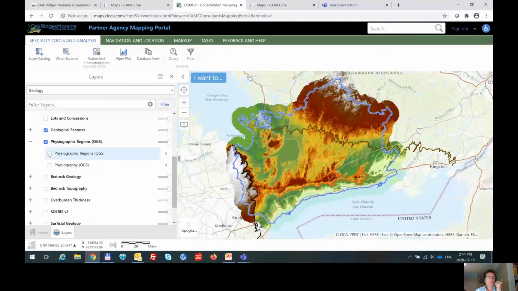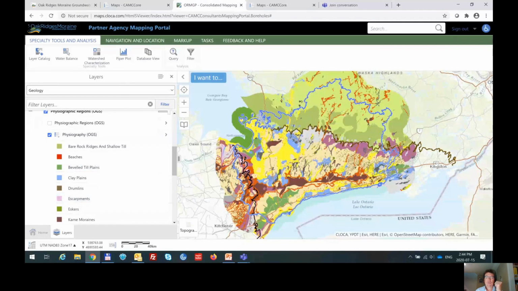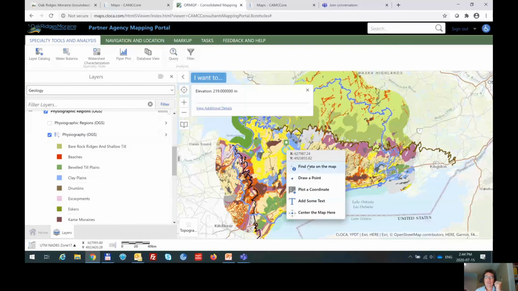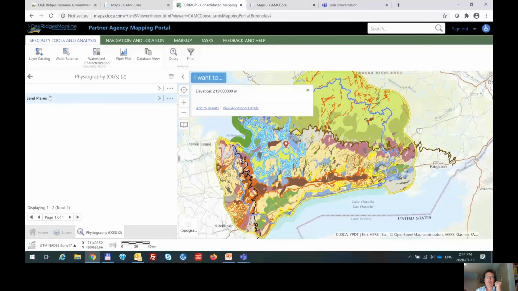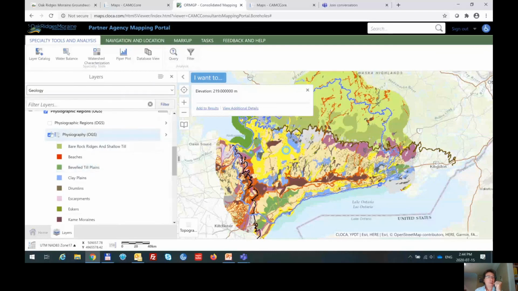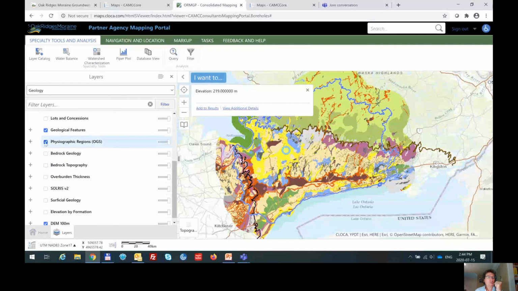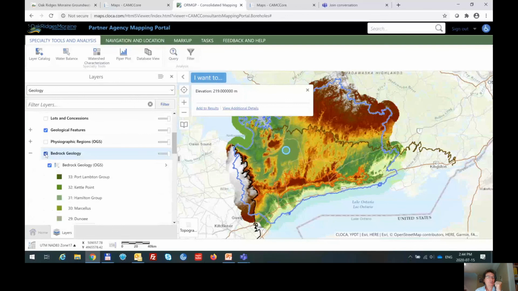I can also look at just straight physiography, which is the materials. If I click on that, I just get the elevation of the ground surface. I have to right click, find data on map, and from the physiography, I'm basically looking at a sand plain. So all these polygons in here are mapped as sand plain physiographically. Let's turn that off.